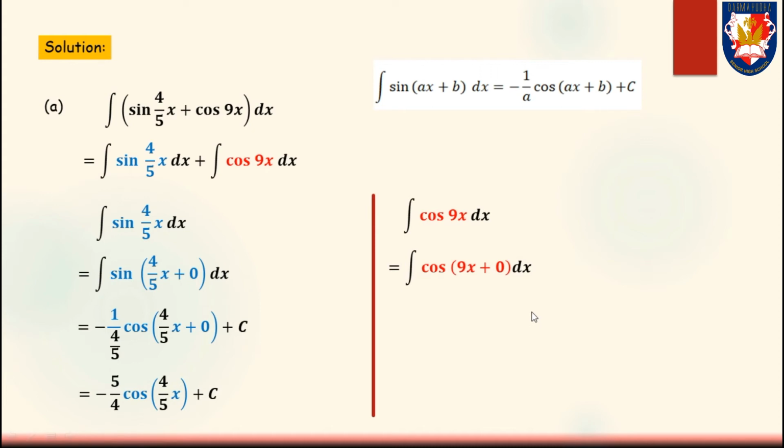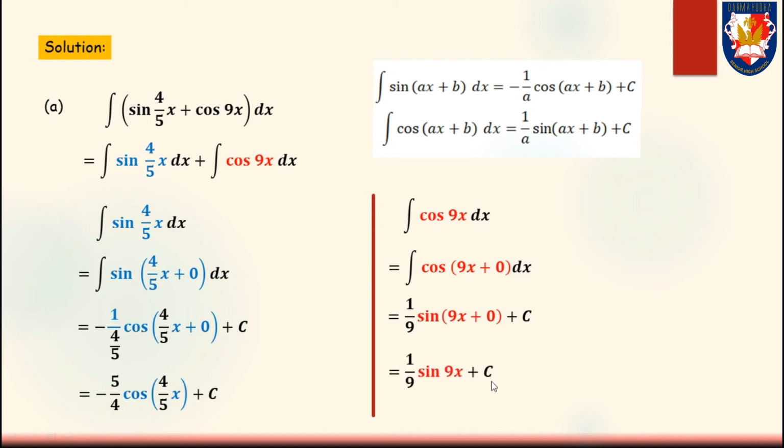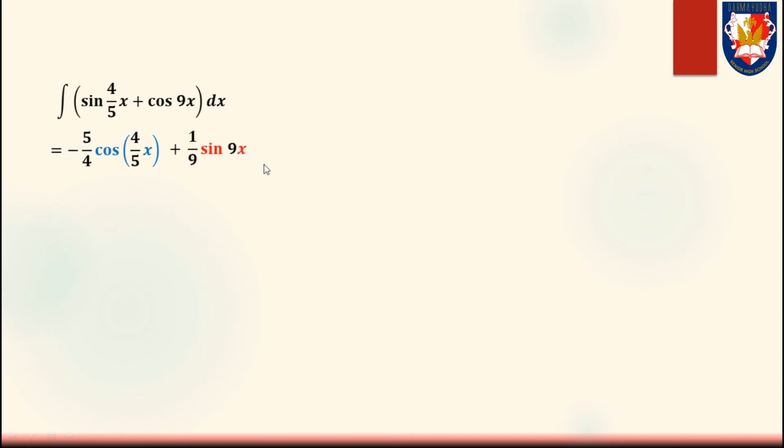So we have the formula, the integral cosine ax plus b dx. Just substitute the value of a equals 9 and b equals 0 to the formula, so we will obtain the integral will be 1 over 9 sine 9x plus 0 plus c, or 1 over 9 sine 9x plus c. So the integral of sine 4 over 5x plus cosine 9x dx equals negative 5 over 4 cosine 4 over 5x plus 1 over 9 sine 9x plus c.